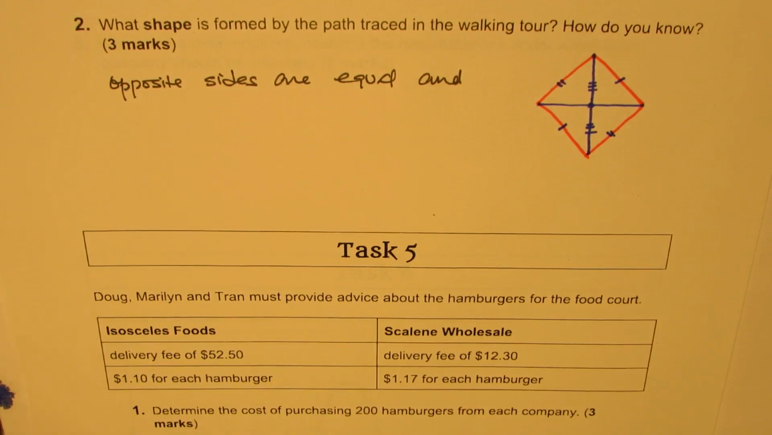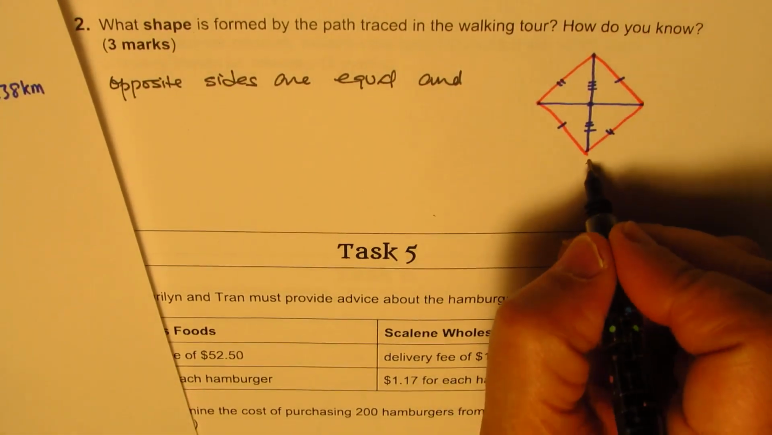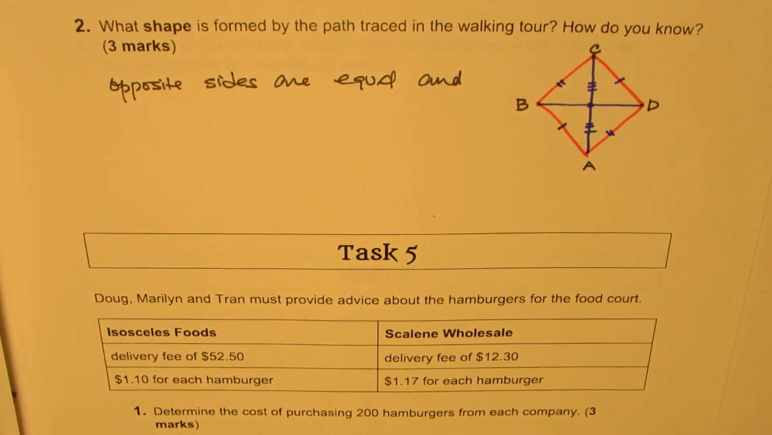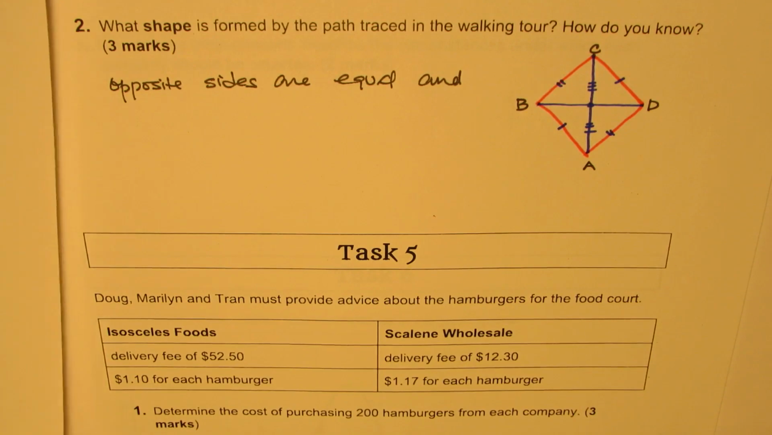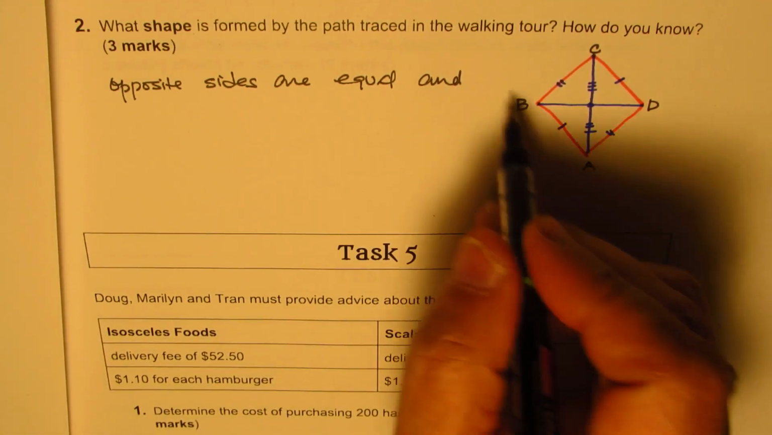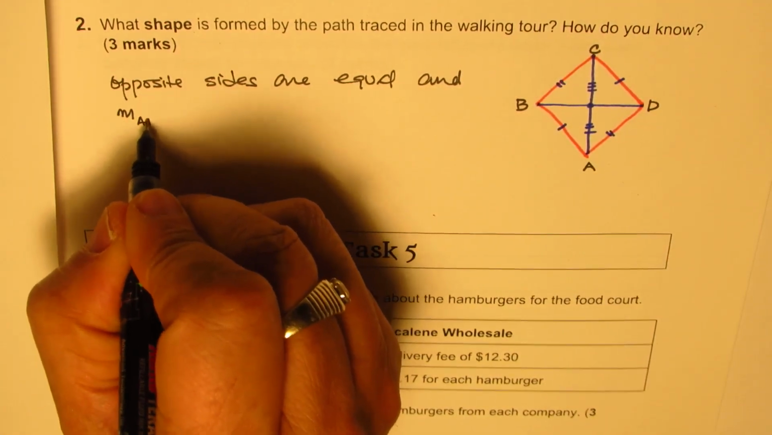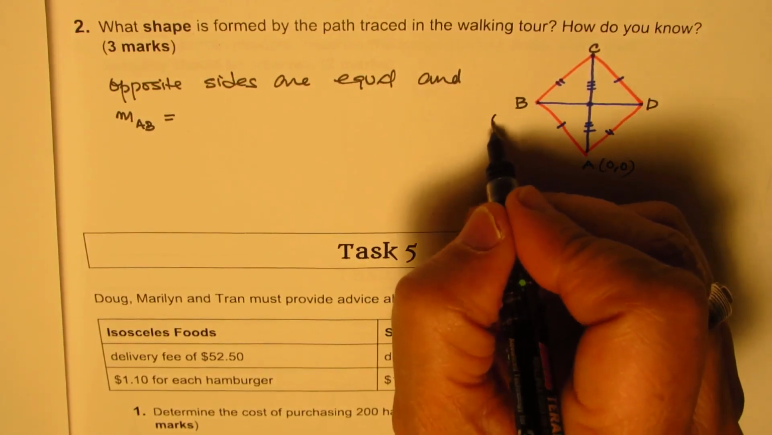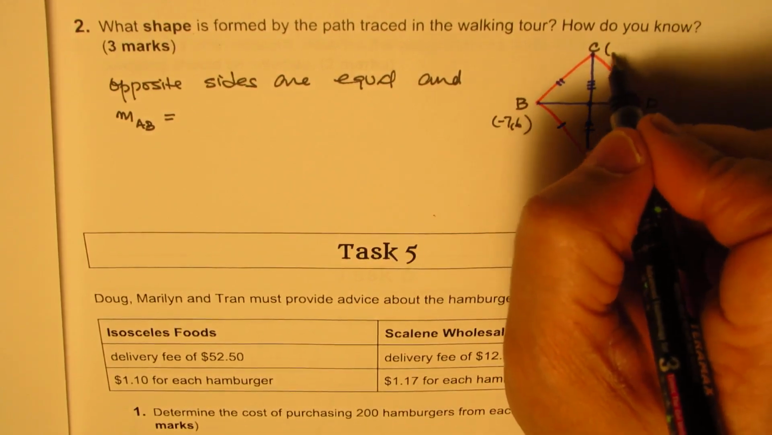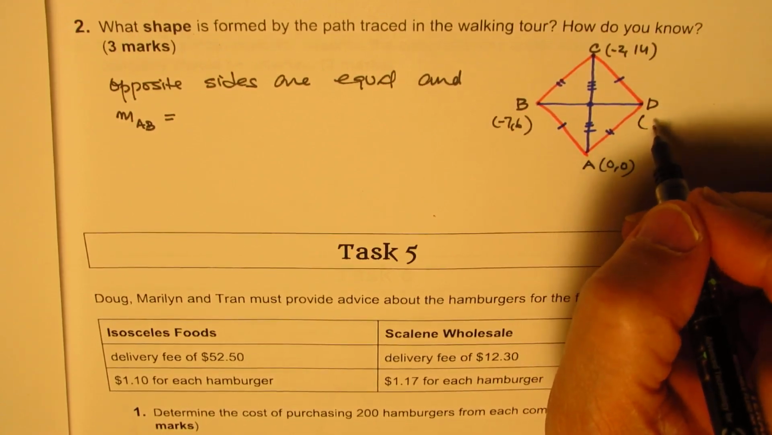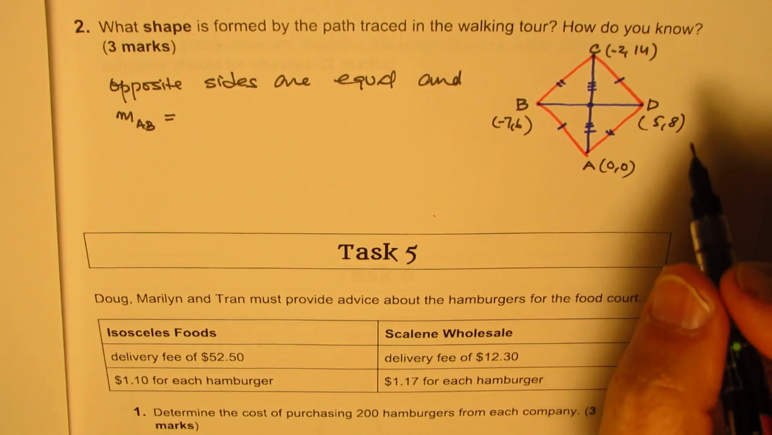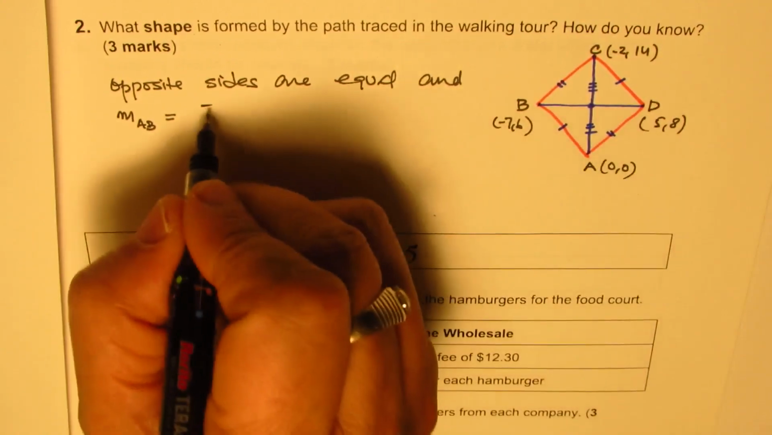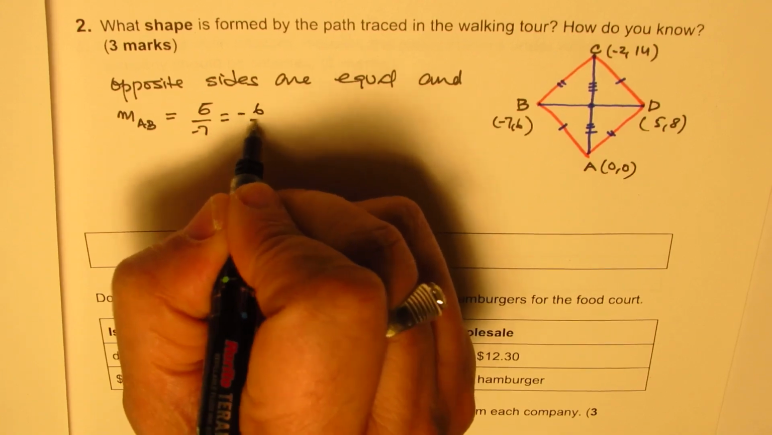Now, to really get to the parallelogram part of this, let's write this as ABCD. Opposite sides are equal, that we figured out. We also found the slope of the diagonals, but let's find slope AB and CD. So A is 0, 0. Point B is minus 7, 6. D is minus 2, 14. C and D is 5, 8. So slope from A to B is basically 6 over minus 7, which is minus 6 over 7.